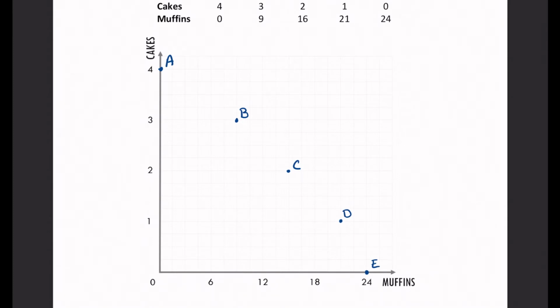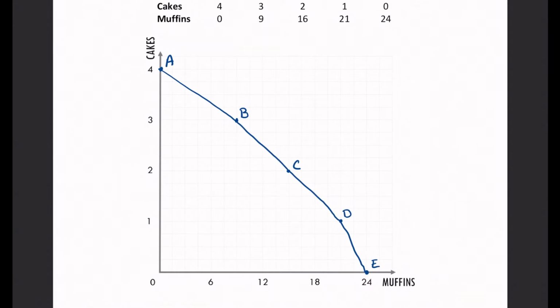And like we know with our production possibilities curve, because we want to see all our possible points, we're going to go ahead and connect those dots as best as we possibly can. And that looks pretty good. At least it's close enough, right? So there's our production possibilities curve.